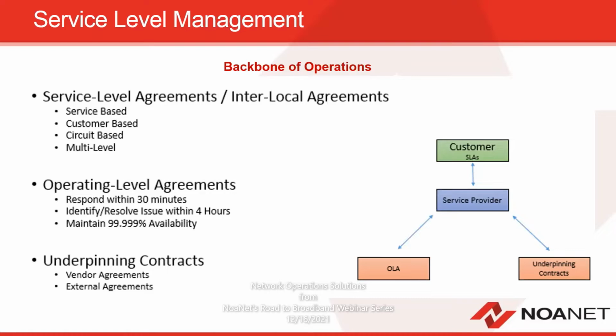So an operating level agreement would be, as you can see, that you have to be able to respond in 30 minutes, or if you sell a customer a 1 hour response time or a 4 hour response time, you have to be able to adhere to that. So this is really the backbone of operations. And I would say also, in the business of middle mile, it's really critical, even from my time at NoaNet, where let's just say you have a fiber break, right?